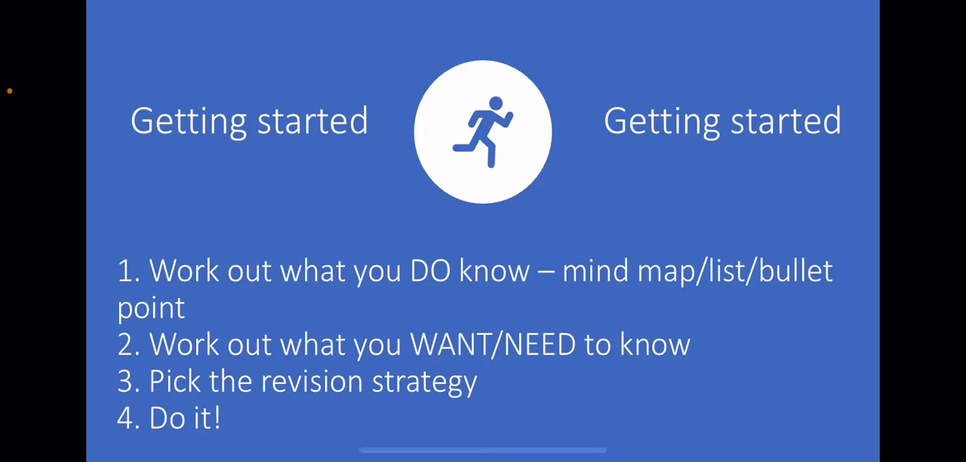The biggest obstacle is getting started. Work out what you do know, so make a mind map, a list, a bullet point list of everything you know about the topic. That could be as broad as An Inspector Calls, or it could be as simple as Sheila Birling. From that, work out then what you want or need to know. Pick the revision strategy and then do it. So I'll take you through how to do these things now.